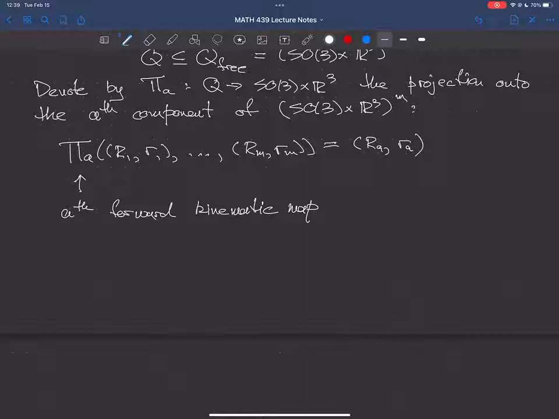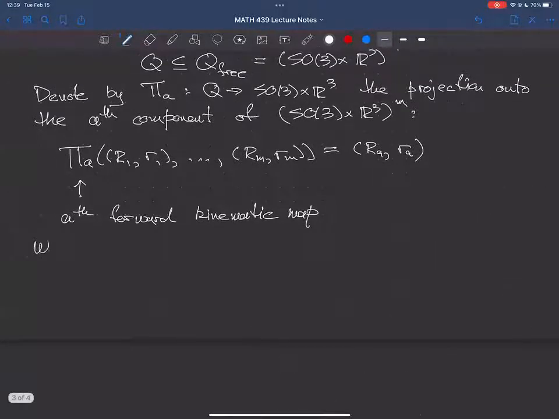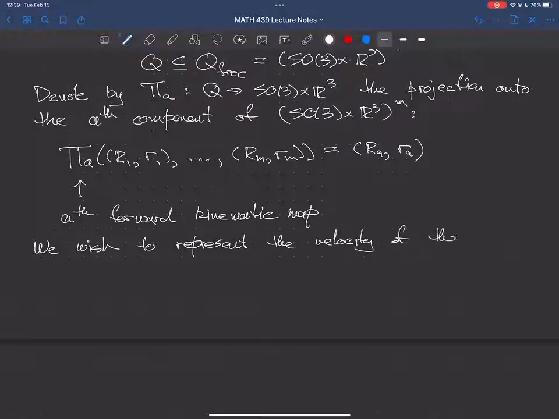And so let's, for example, see how we can do that now. So we wish to represent the velocity of the system.